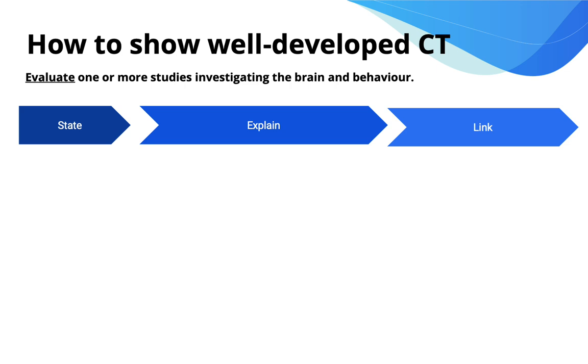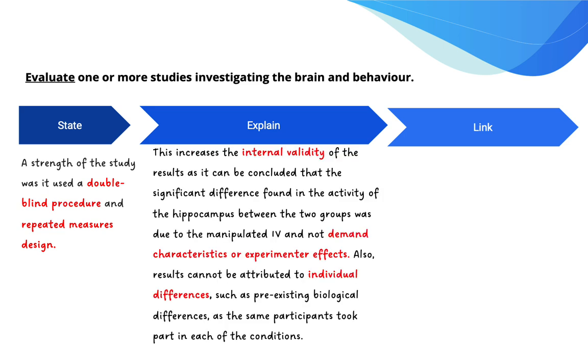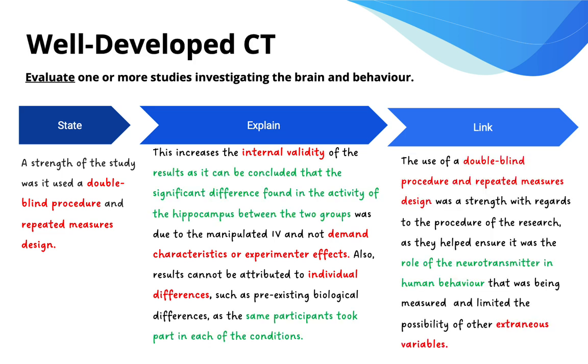Let's look at this example question here of evaluate 1 or more studies investigating the brain and behaviour. First of all, you want to state a key strength or limitation in relation to studies that have investigated this topic. But that's not enough. You need to go on and explain and elaborate why that is a key strength or a key limitation. You can see there's lots of terms in red which are showing that I'm using psychological terminology in my response, which is also going to allow me to gain credit for knowledge and understanding. The green text is highlighting that I'm linking my evaluation comment to the research that I've included in my response.